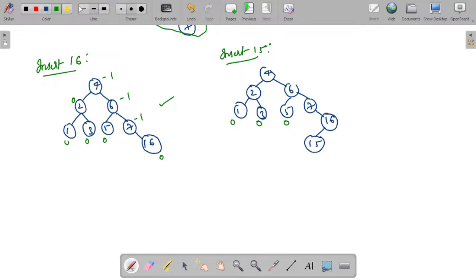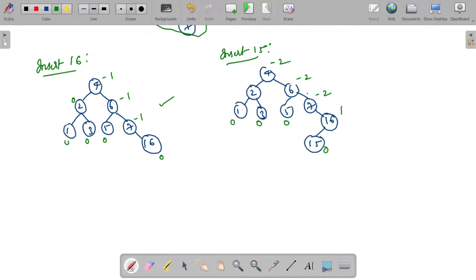And the balance factors: 15 gets 0, for this it is 1, for 7 it is minus 2, and for this it is 1 minus 3, which is minus 2, and for 4 it is 2 minus 4, which is minus 2. Now the balance factors of multiple nodes are affected, so this particular situation is very interesting, right? Now we will see what we can do.